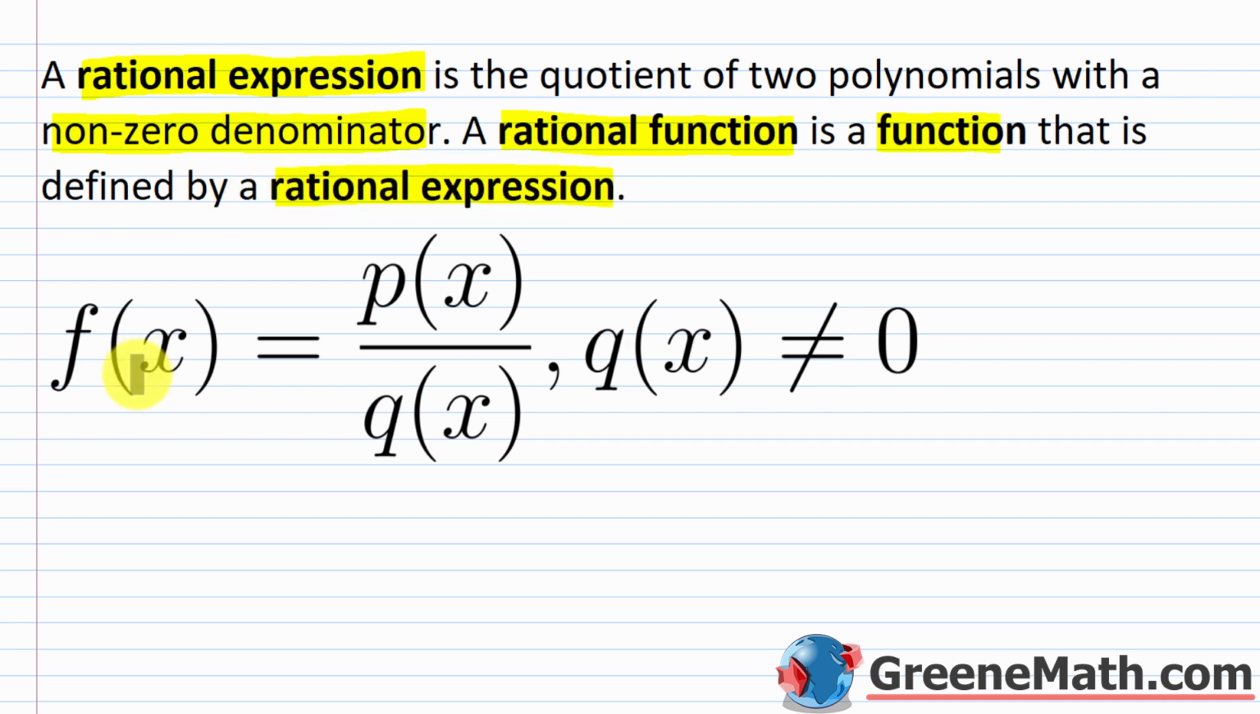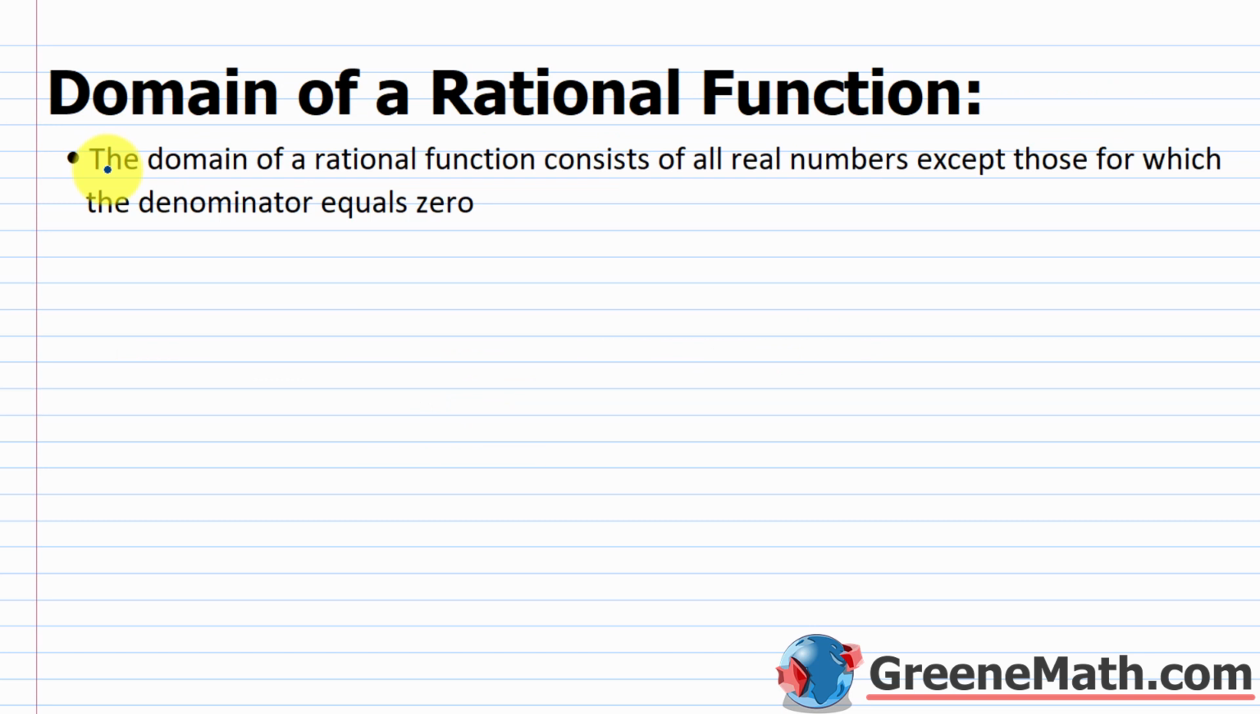So here we've set up a little function. We have f of x equals p of x over q of x, where again, q of x is not equal to 0. p of x and q of x are polynomials, where again, q of x, the denominator, is not 0. The domain of a rational function consists of all real numbers, except those for which the denominator equals 0.